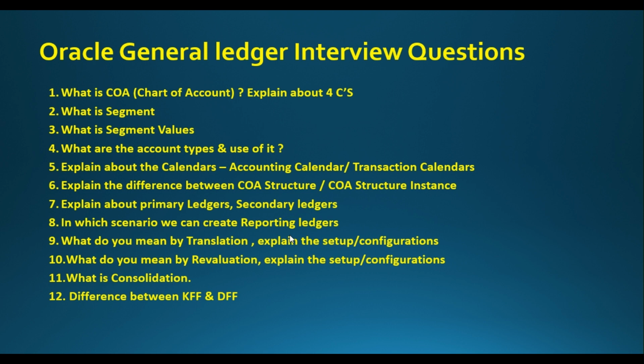Okay. Explain about the primary and secondary ledgers. So the primary ledger is nothing but the primary set of books. Normally you define it with the help of the chart of account. We define a ledger where we are going to do all your postings particularly.